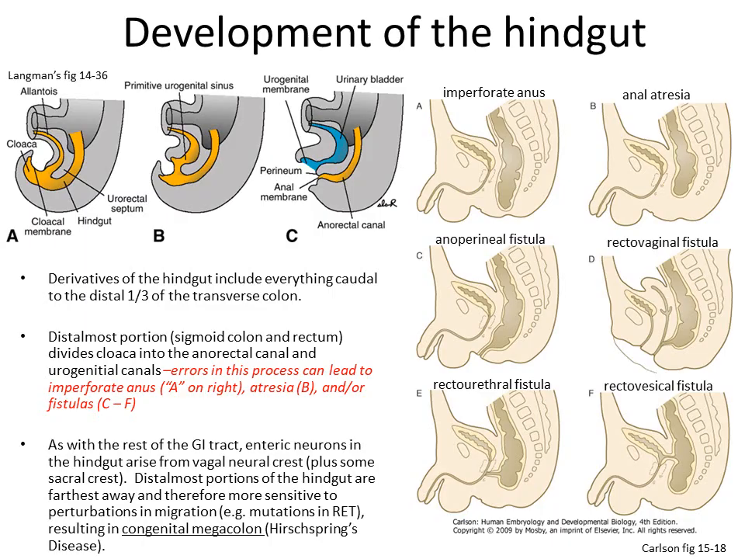We see the rest of the GI tract, enteric neurons and the hindgut arise from the vagal neural crest plus some sacral crest.